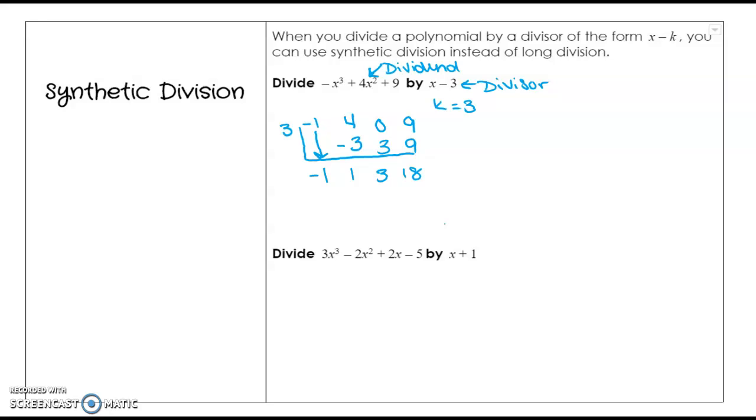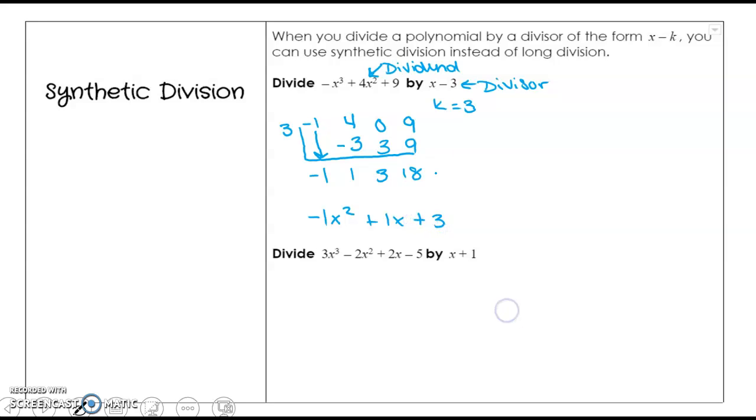Now we have to create our quotient with the variables as well. Since we started with an x to the third power, a third degree polynomial, our quotient should be a second degree polynomial because we divided by a polynomial of the first degree. So we should get an x squared to be our highest term. With that being said, we're going to have -1x squared plus 1x plus 3.